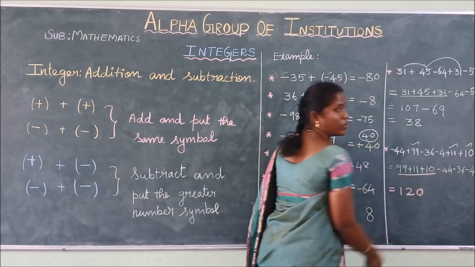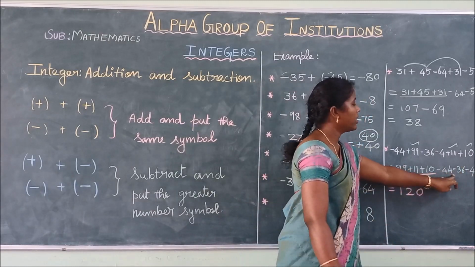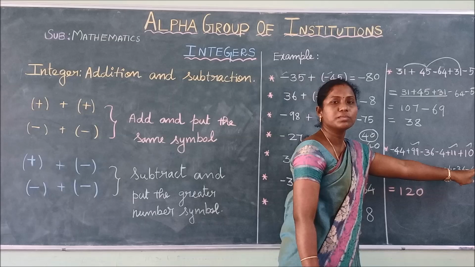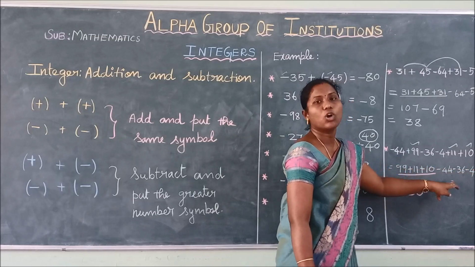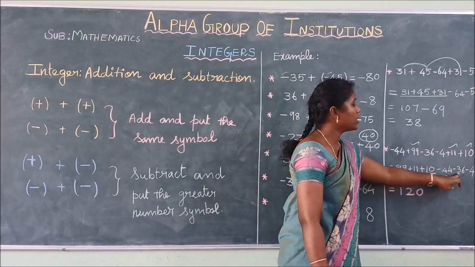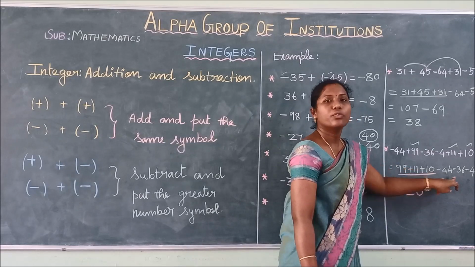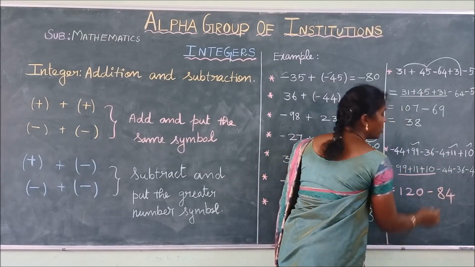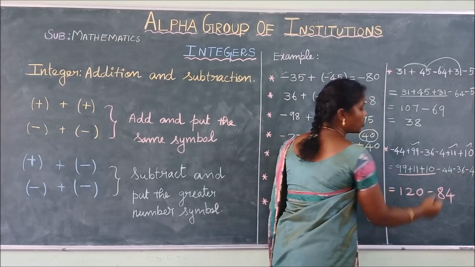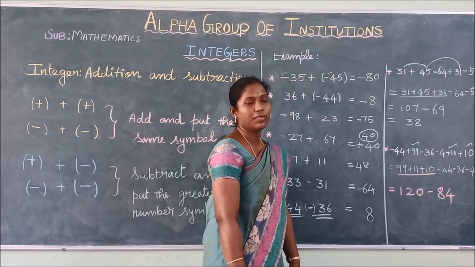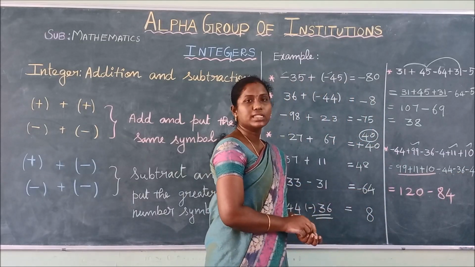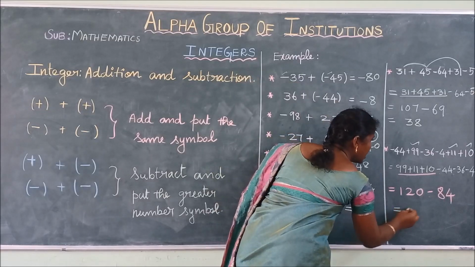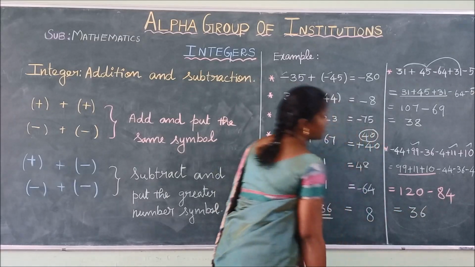Then add the negative numbers. We have all the negative numbers from here. So the same symbol means we have to add all the numbers together. So 36 plus 4, 40. 40 plus 44 is 84. So we have minus 84, because all the numbers are in minus. So 120 minus 84, we get the answer as 36.